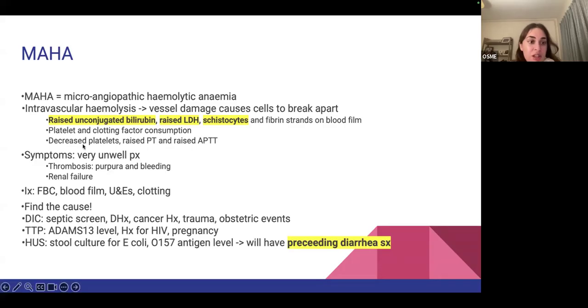They don't present nicely. They look quite unwell. They'll have thrombosis, so they'll have purpura and bleeding. They'll have an AKI. They'll have jaundice and a raised lactate. And the thing that might point you more towards MAHA is this schistocyte appearance on the blood film and fibrin strands. So it's literally because there's fibrous material within the blood that's causing these cells to be shredded apart.